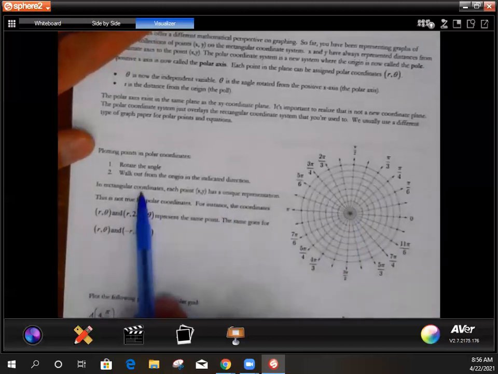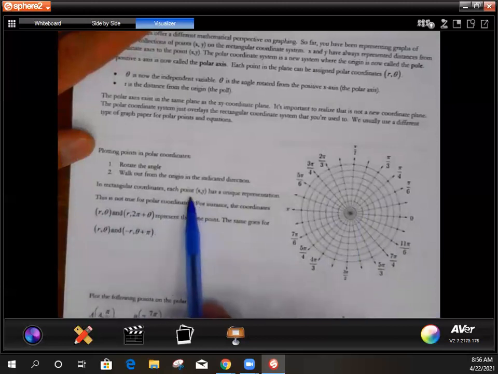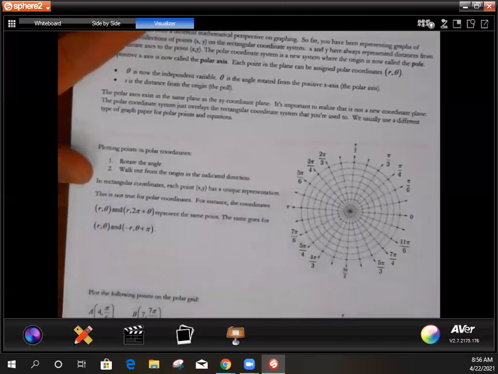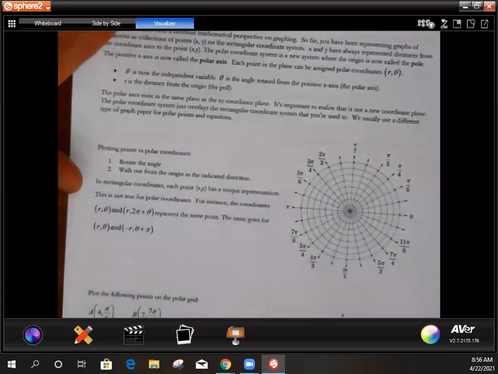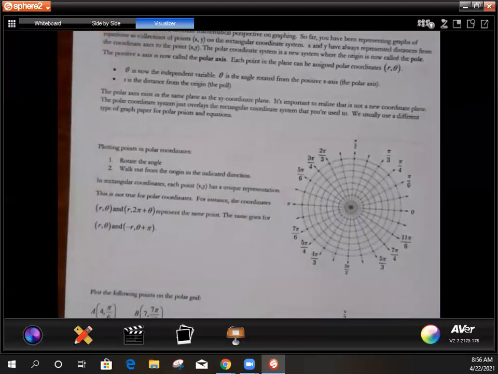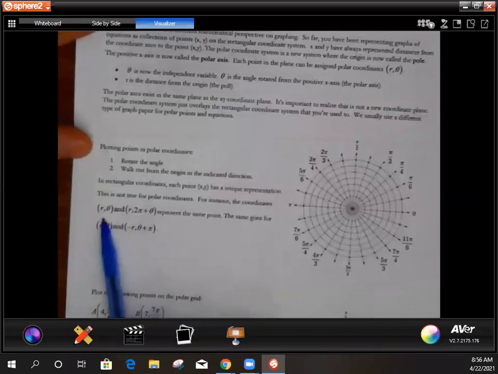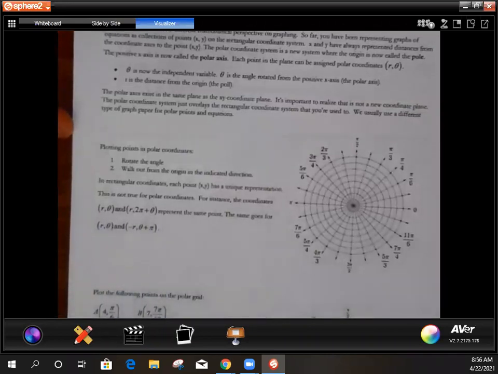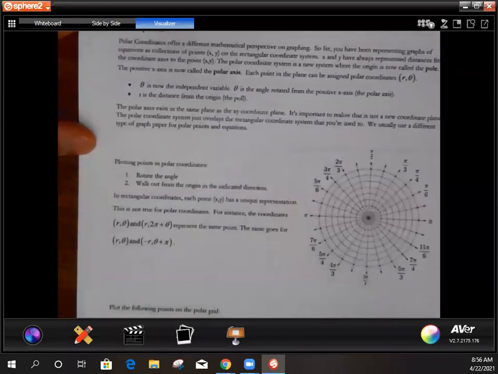So in rectangular coordinates, each point x, y has a unique representation. What does that mean? Like the point 2, 5, there's no other point on the x and y axis that has the same location as 2, 5 with different coordinates. There's only one 2, 5, and there's only one -3, 4. With polar coordinates, you can have two different polar coordinates that have the same exact location. That has to do with coterminal angles, and we'll see an example of that.